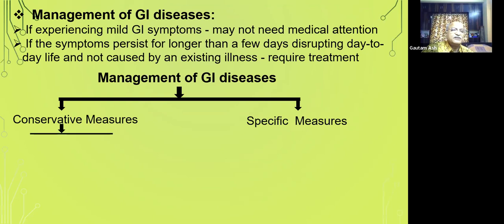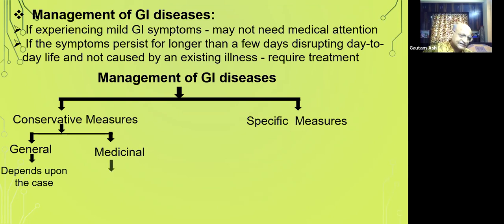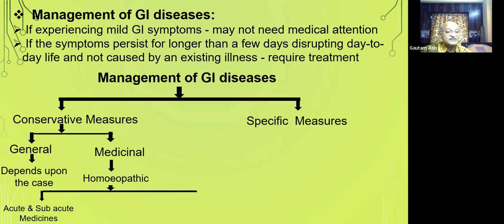Anyway, conservative treatment again is of two types. One is general measures and the other is medicinal measures. General measures depend upon the case, and medicinal measures are by our homeopathic medicine. The medicines could be acute and subacute, or constitutional, or intercurrent medicines. Homeopathic medicines are so many. Some medicines are meant for acute conditions, some for constitutional, and some are intercurrent.